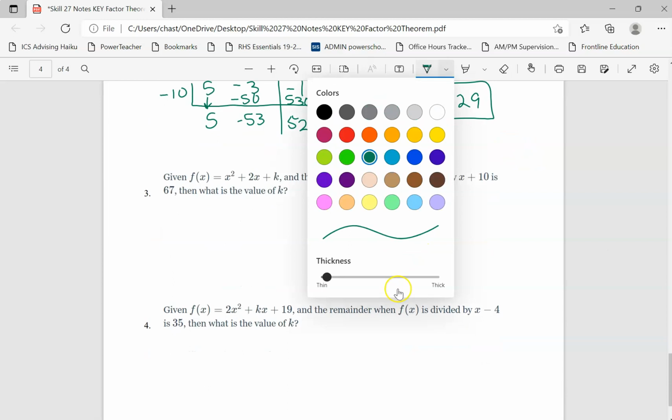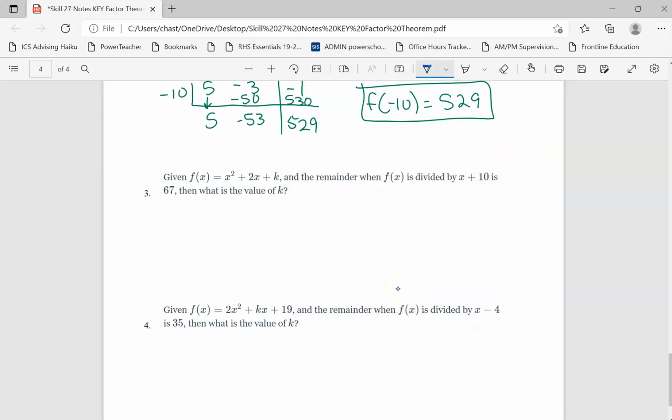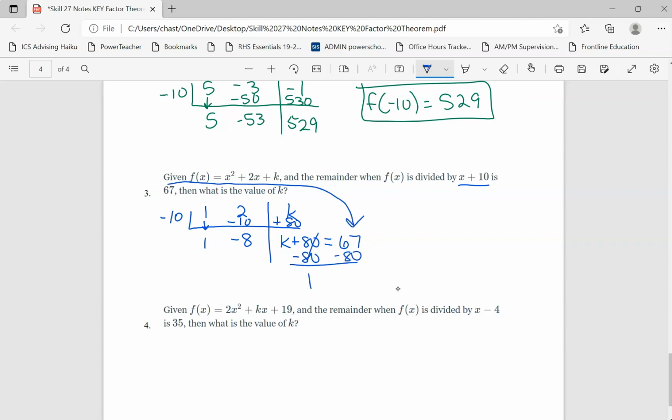These next ones ask you to find the value of k that makes these true. So it's going to be a lot like what we did before. We're dividing by x plus 10, so we put negative 10 on the outside. Write our coefficients here. We know this remainder needs to be 67. So we'll figure that out momentarily. So we know that k plus 80 must equal 67 to get that remainder there. So minus 80, k has to be negative 13. Okay?